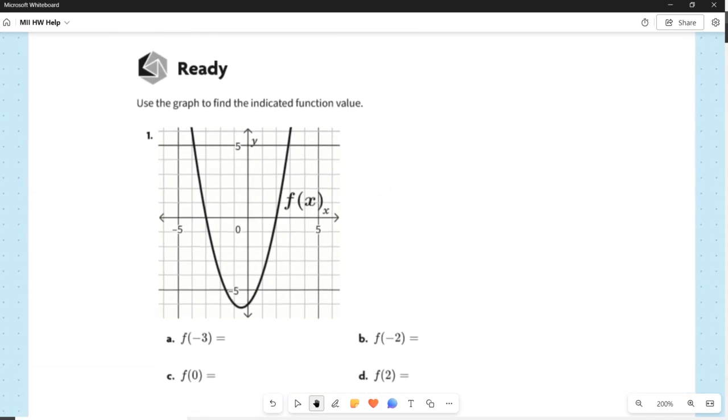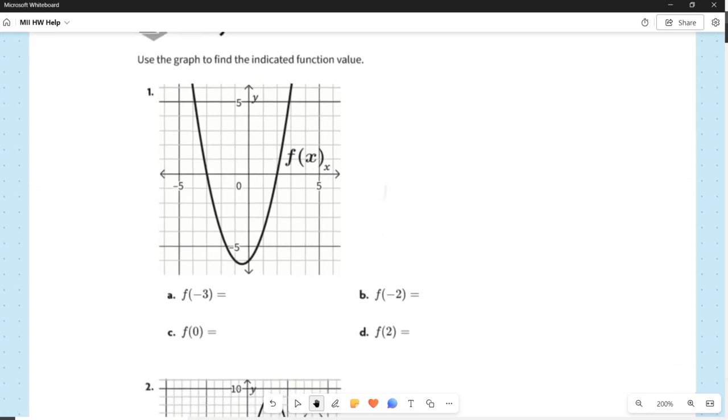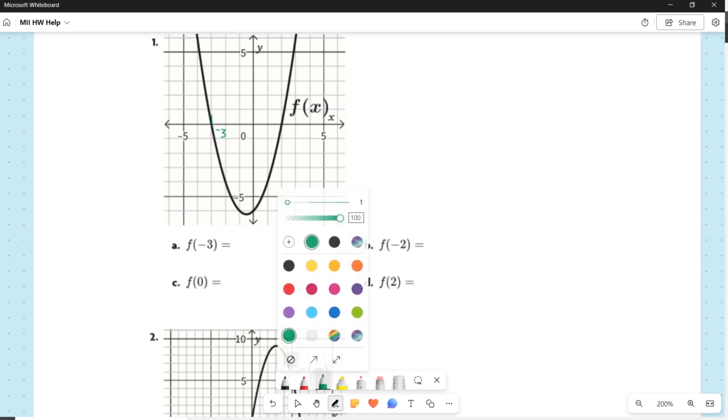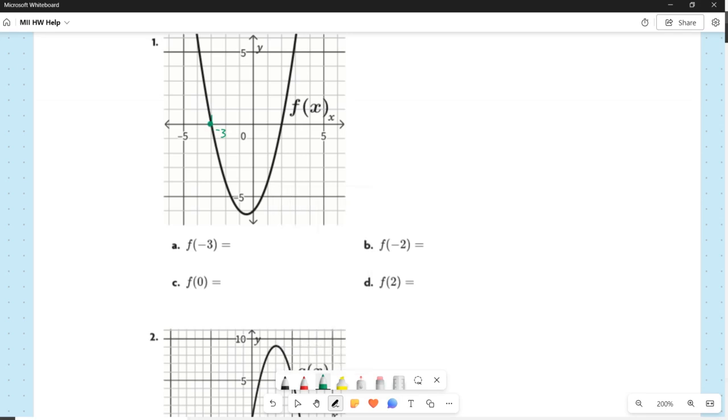For question 1, directions say, use the graph to find the indicated function value. So for part A, we're looking for f of negative 3. Well, negative 3 is right there on the x-axis. And when we plug in a negative 3, we get 0. So f of negative 3 is 0.